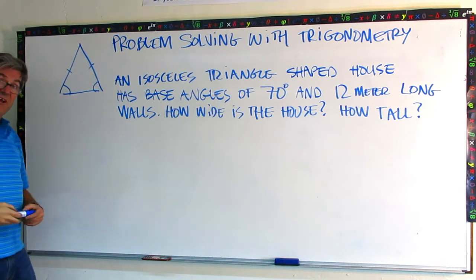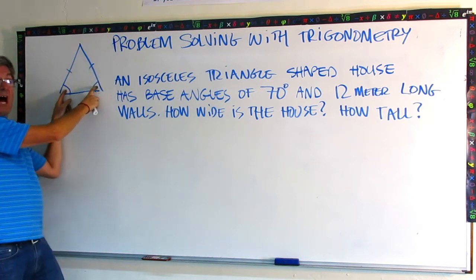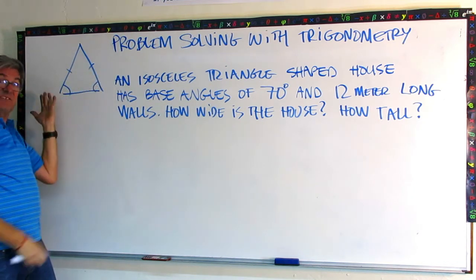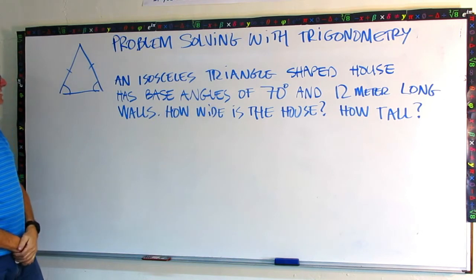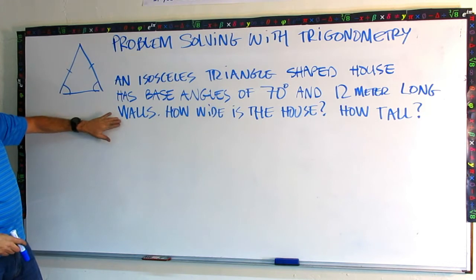So first off, let's review an isosceles triangle. An isosceles triangle looks like this. It's got 2 equal sides, and the angles opposite them are also equal. That's the definition of an isosceles triangle. So let's make a diagram of this situation.